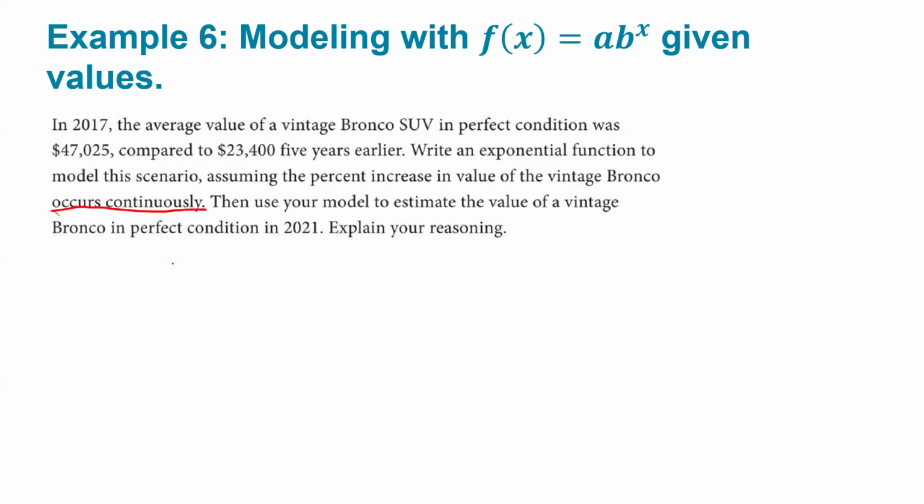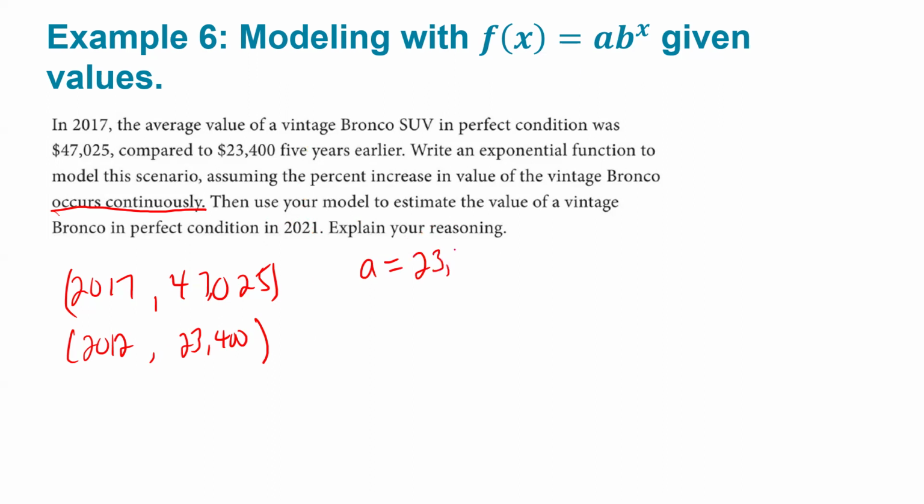Okay, this is important right here. This continuously is letting us know that we're looking at an exponential model. So we know that in 2017, the value was 47,025. And we know 5 years earlier, so therefore in 2012, the value was 23,400. Okay, so those are our two values. And now we've got to find our A and our B. If we're going to let our initial value be the 5 years earlier, that's our A, right? So our A equals 23,400, and that's because it's our initial. It's where it started at.